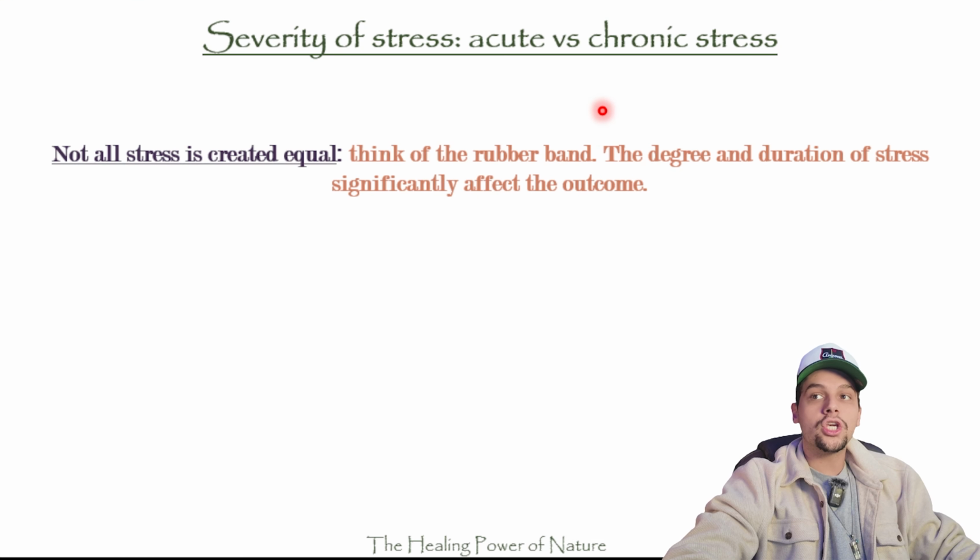Severity of stress, acute versus chronic stress. Not all stress is created equal, okay? So think of the rubber band. It depends on the degree and the duration of stress that significantly affects the outcome.